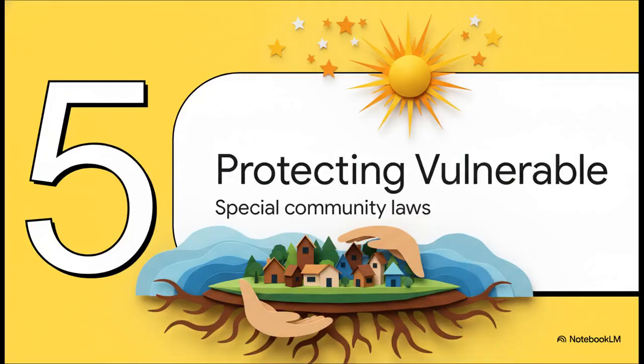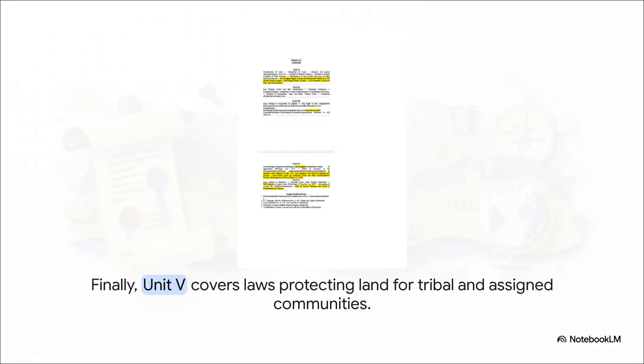Finally, we get to a really important point. The law itself recognizes that not all landowners are in the same boat. Some communities have historically been much more vulnerable to losing their land, and so they need special, targeted protection. And this brings us to our final stop on the syllabus map, Unit V. It focuses on something called alienation, which is just the legal term for transferring land, and all the laws that were created to stop that from happening to specific vulnerable communities, especially tribal populations.